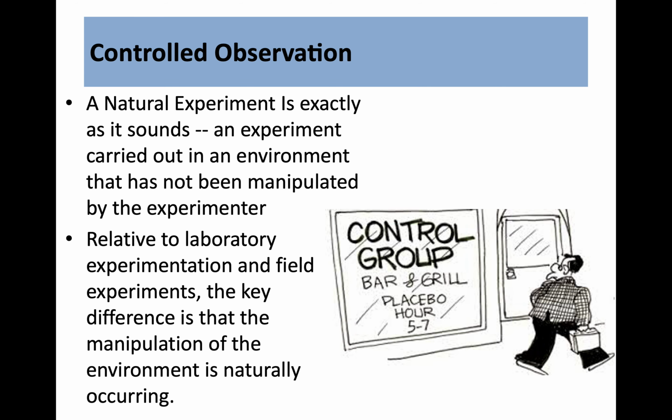Anyway. A natural experiment is exactly as it sounds, an experiment carried out in an environment that has been manipulated by the experimenter. Relative to laboratory experimentation and field experiments, the key difference is that the manipulation of the environment is naturally occurring. And that is the end of this lecture.